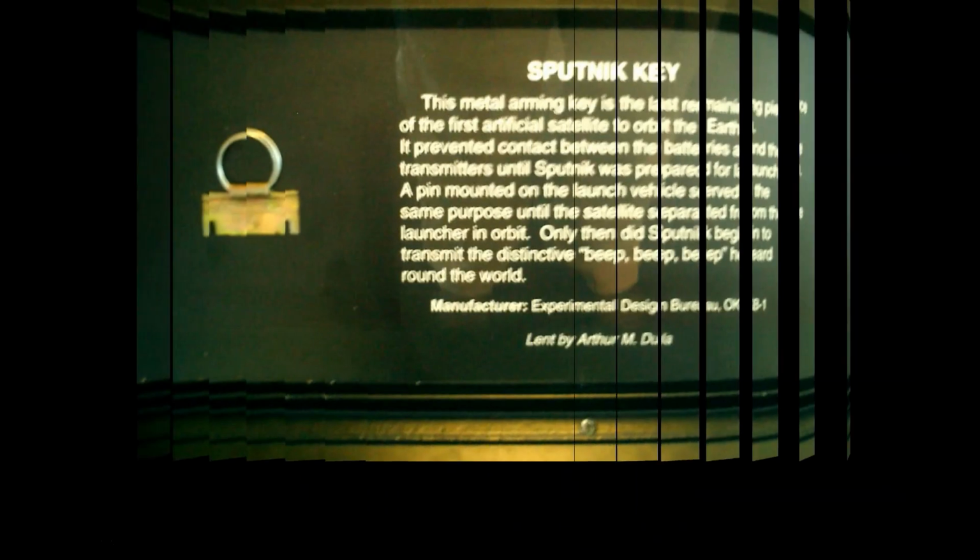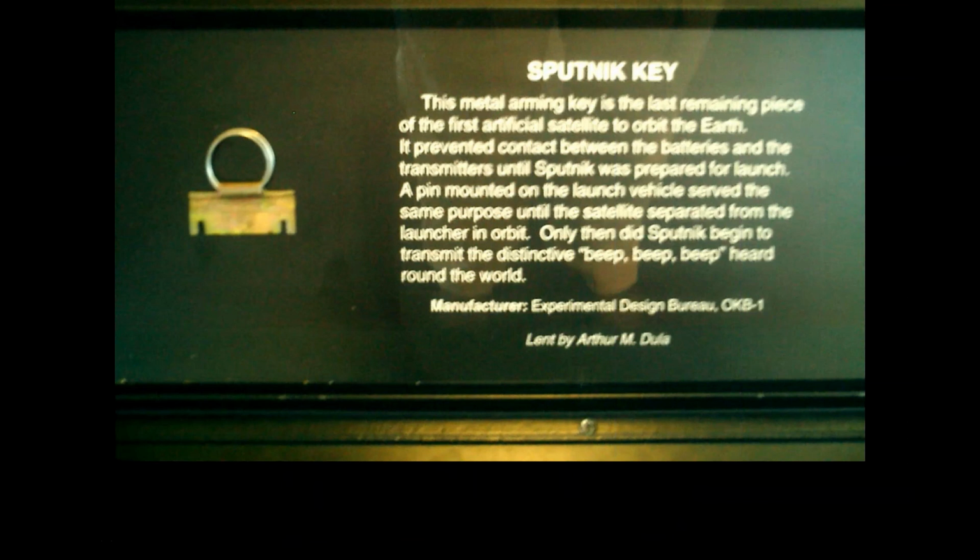And museums are great models for demonstrating the ability to work and collaborate together, as these are the actual Soviet Union documents that are on loan to the United States. The only thing that remains left of Sputnik is the Sputnik key. And it's a very blurry photo, which means I took the photo.